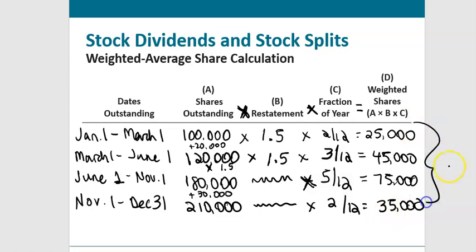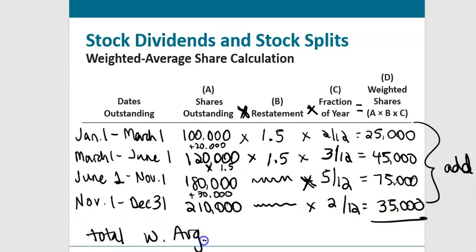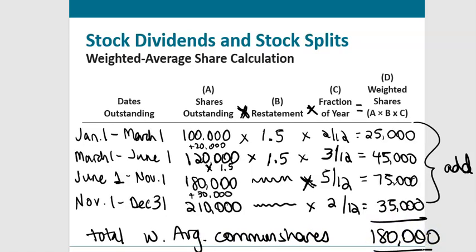Then I'm going to add all these numbers up to get my total weighted average shares. Common shares outstanding equal to 180,000, and this would be my denominator in the earnings per share calculation. That concludes this video of weighted average shares outstanding for basic earnings per share calculations and our introduction to accounting for stock option compensation.